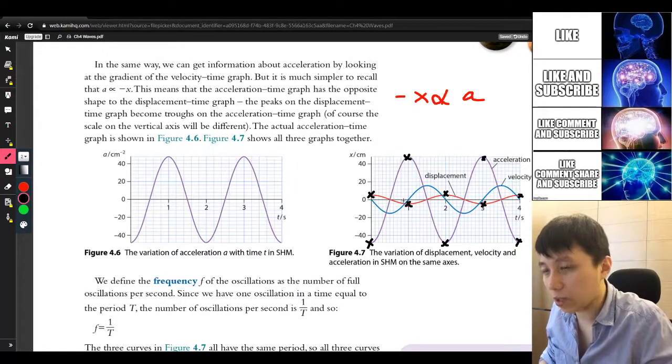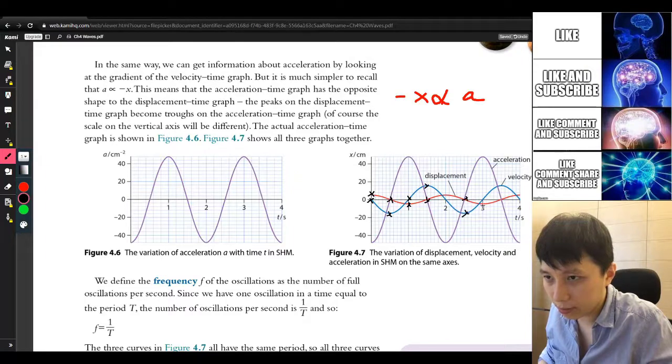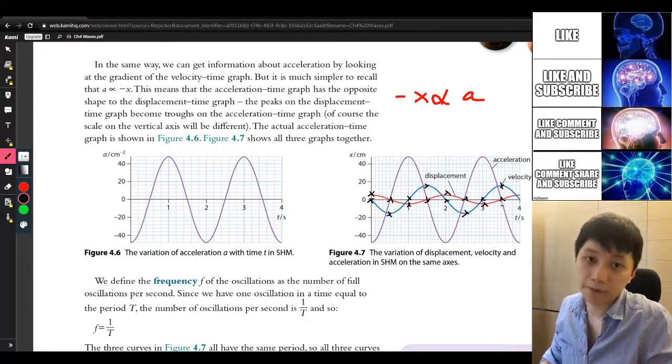Similarly, you can also see, like what we said earlier, that displacement and velocity, there is always a lagging. So when one is maximum, the other one is 0. Maximum, 0, maximum, 0, etc.